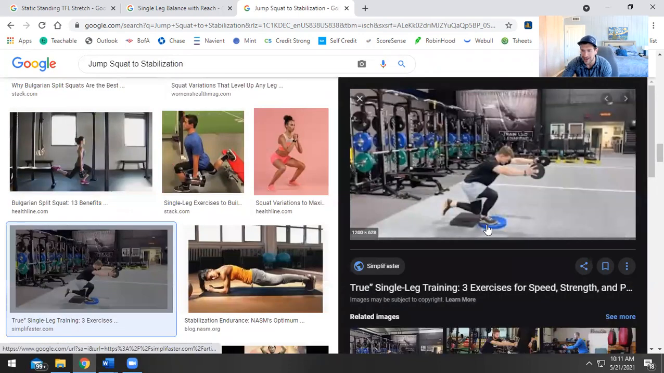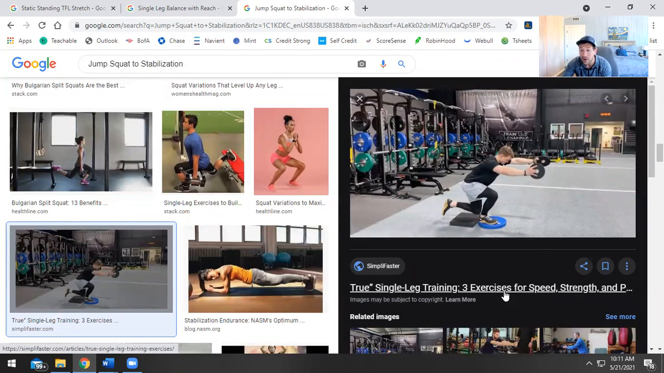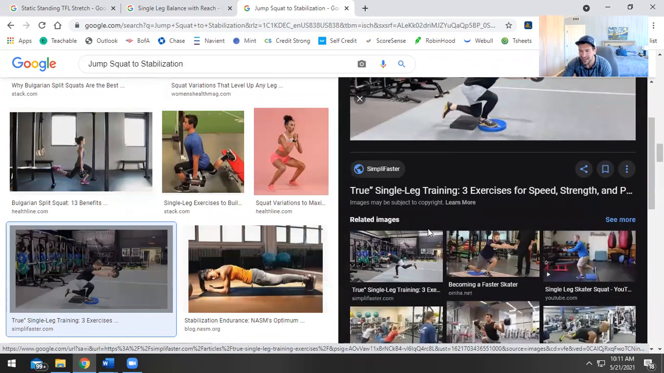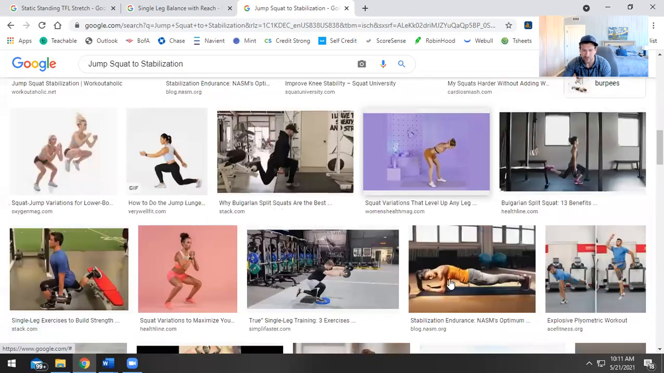Wow, look at that. That is a great single leg exercise. That's awesome. He's on a dyna disc there. Oh, wait, no, that's a plate. Still good, but that's not as hard as I thought it was. I thought that was like a wobbly ball.